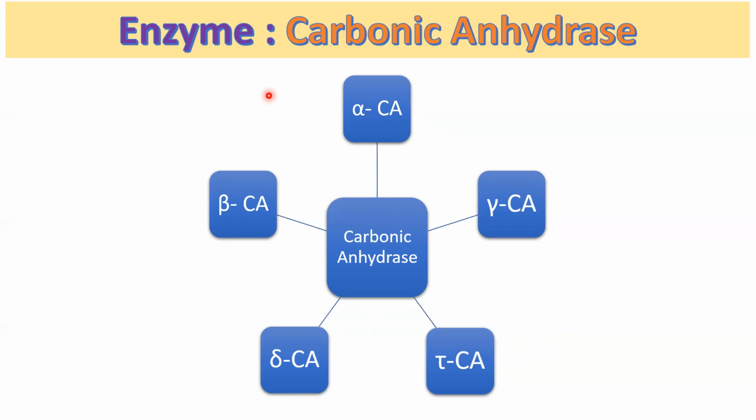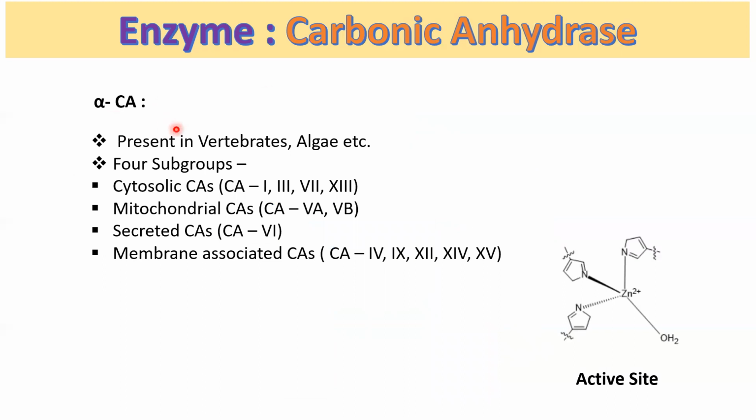So far, 5 distinct families of carbonic anhydrase have been found: alpha, beta, gamma, delta, and tau, amongst which alpha, beta, and gamma, these 3 families have been extensively studied. Alpha carbonic anhydrase is found in vertebrates and different algae. Human carbonic anhydrase also falls under this category. Alpha carbonic anhydrase is a monomer where the zinc 2 plus is coordinated with 3 histidine moieties, and the fourth coordination site is occupied by a water molecule.